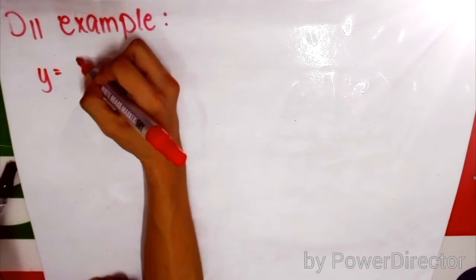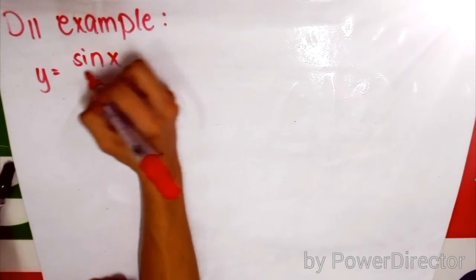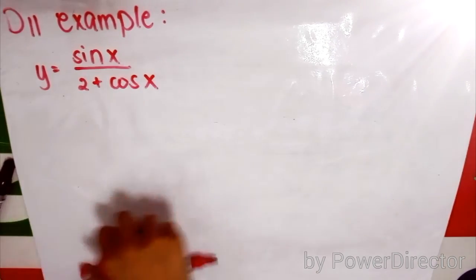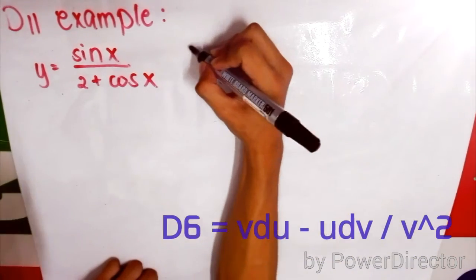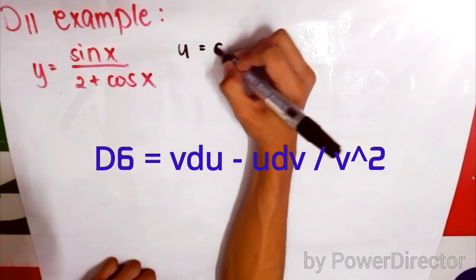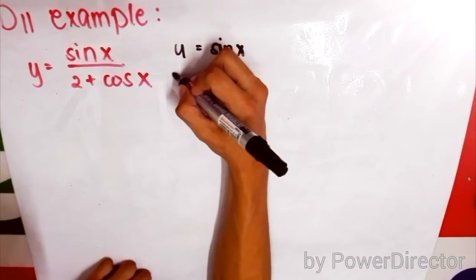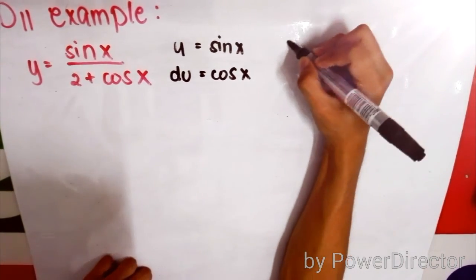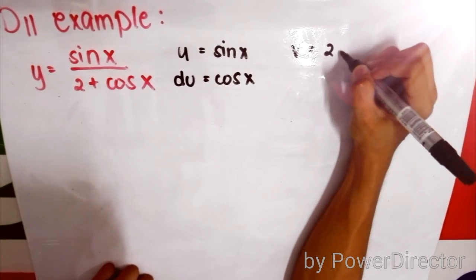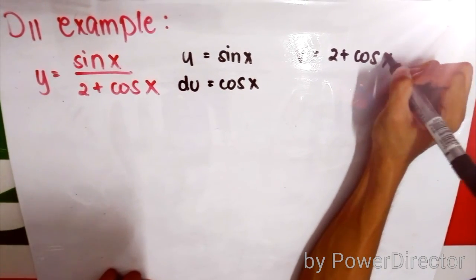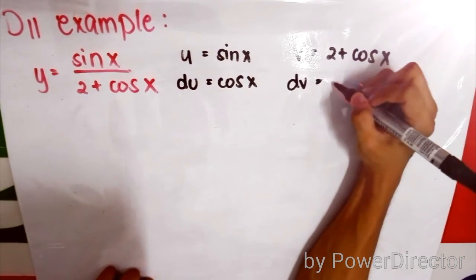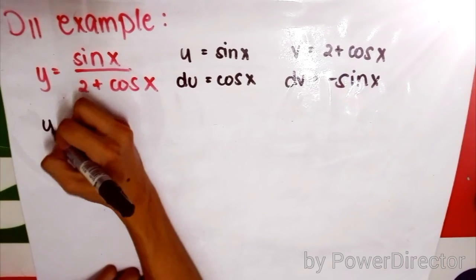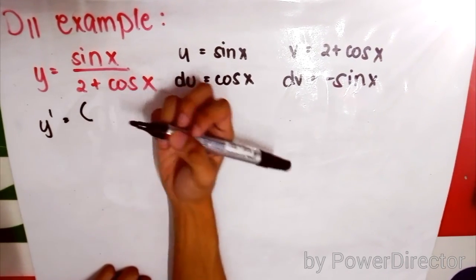For example, y is equal to sine x over 2 plus cosine x. Here we will use derivative formula 6, which is equal to v du minus u dv over v squared. u is equal to sine x, du is equal to cosine x. v is equal to 2 plus cosine x, dv is equal to negative sine x.